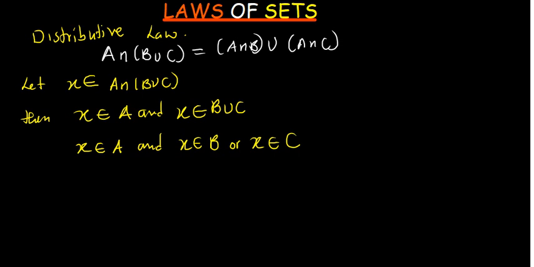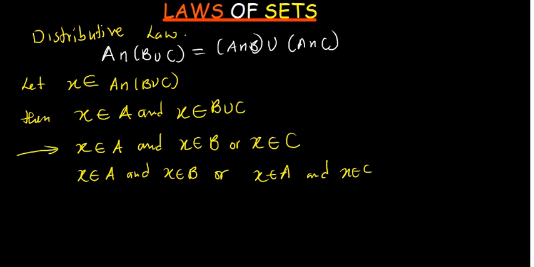So this is the same thing here. X is a member of A and X is a member of B, or X is a member of C. Meaning that X is a member of A and X is a member of B, or X is a member of A and X is a member of C. It means I can have X being a member of A and a member of B, or I can have X being a member of A and a member of C. A is a must, but you can either come with B or with C. So that's the meaning.